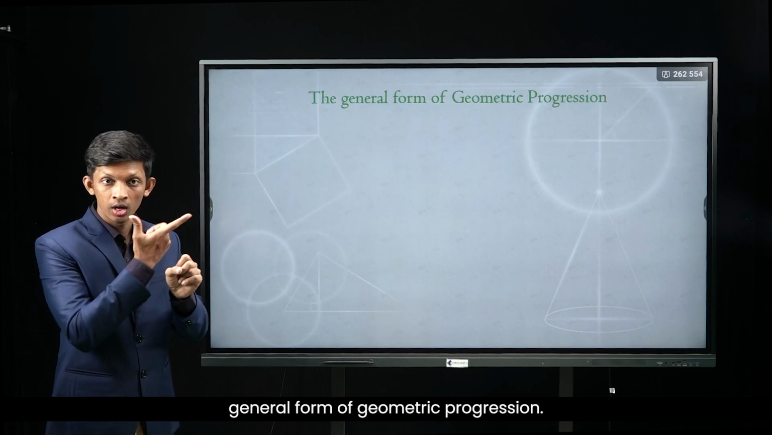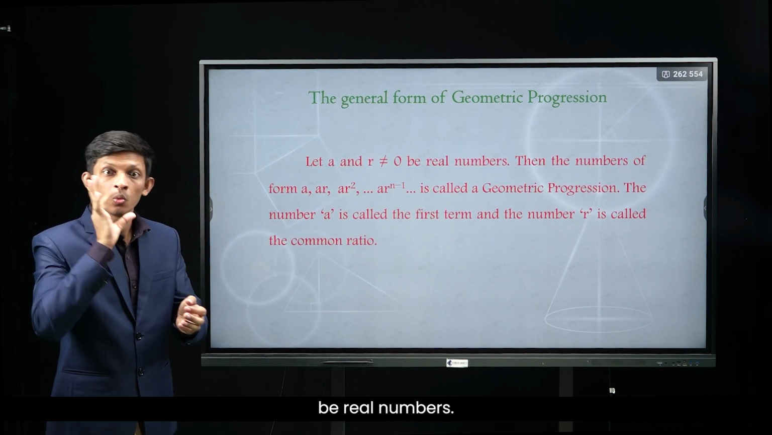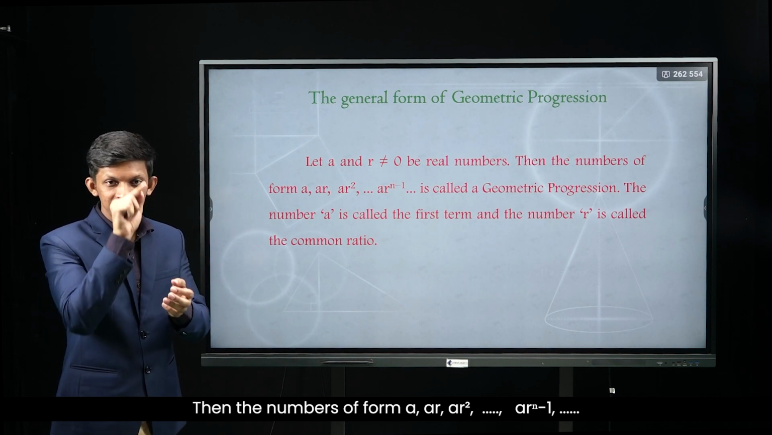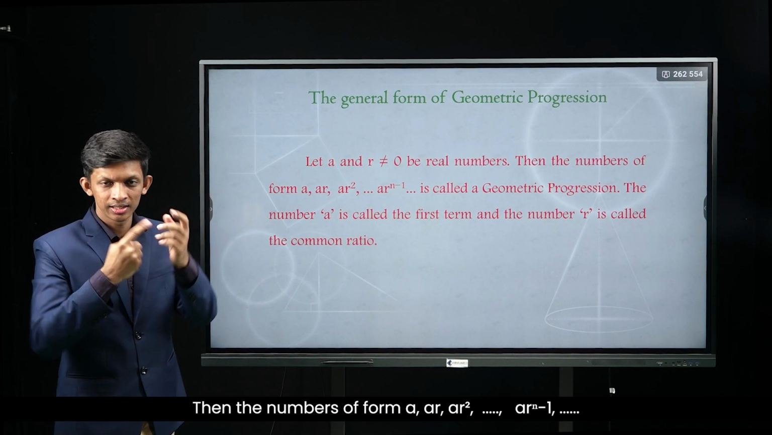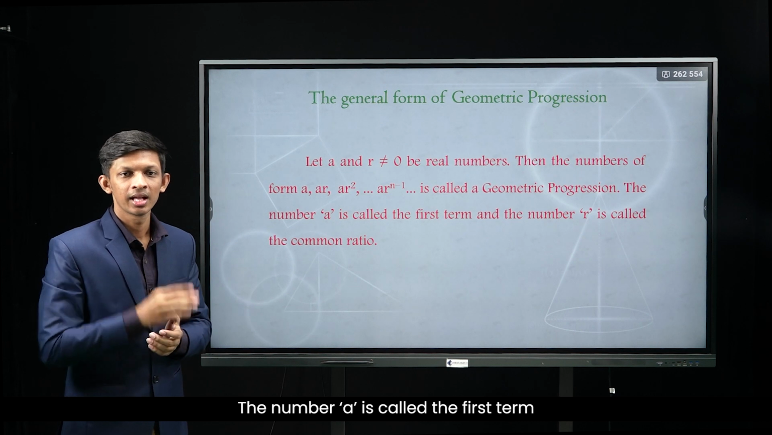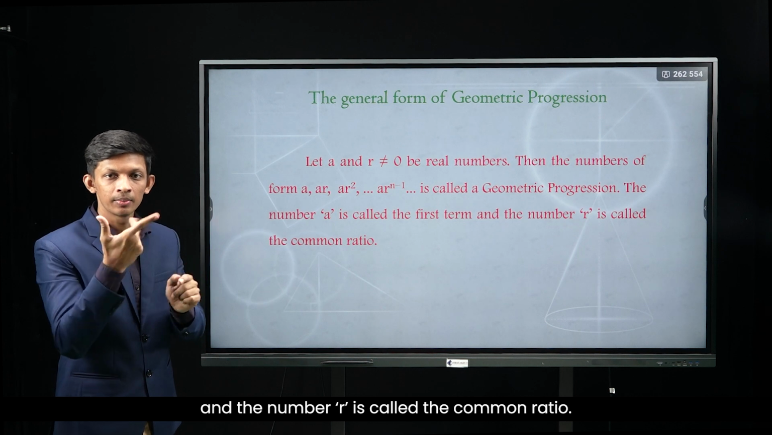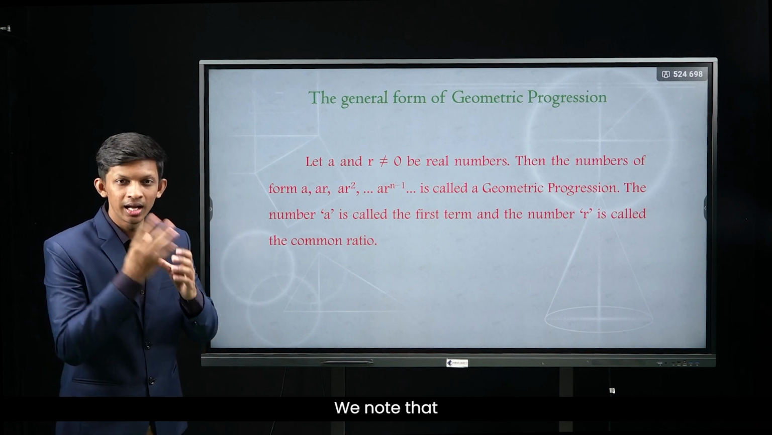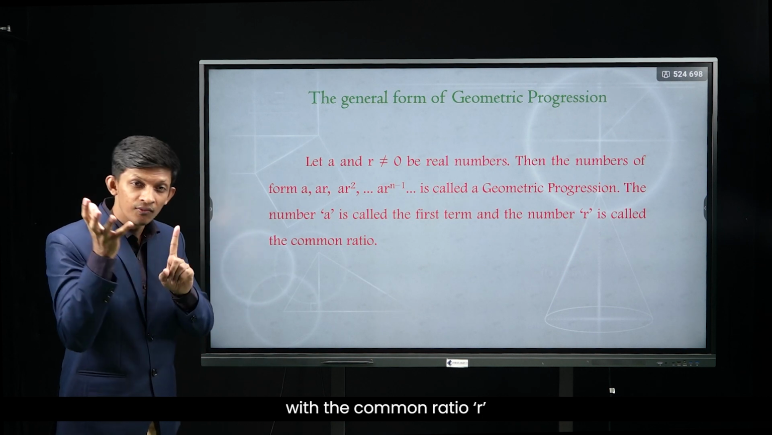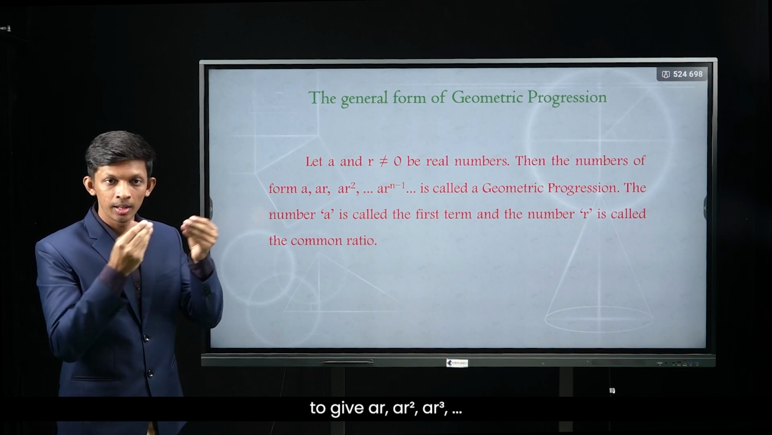General form of geometric progression. Let A and R not equal to 0 be real numbers, then the numbers of the form A, AR, AR square, and so on, AR power n minus 1, and so on, is called a geometric progression. The number A is called the first term and the number R is called the common ratio. We note that beginning with the first term A, each term is obtained by multiplying with the common ratio R to give AR, AR square, AR cube, and so on.